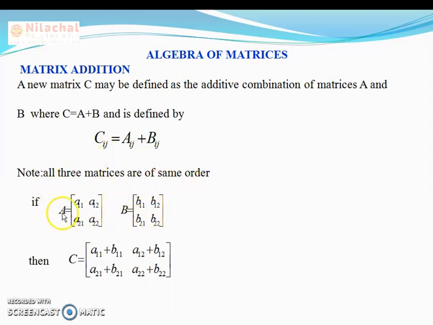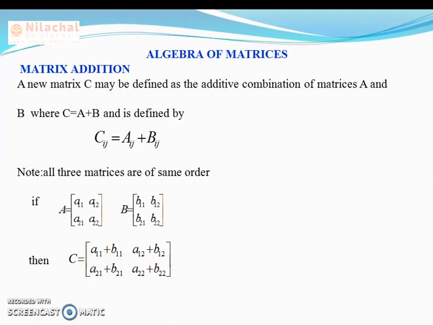Here I am taking A, its order is 2 cross 2. Here B is also 2 cross 2. Its elements are A11, A12, A21, A22. Its B elements are B11, B12, B21, B22. Then their addition will be denoted as C, as we have mentioned here. C equals A11 plus B11, A12 plus B12, A21 plus B21, A22 plus B22.